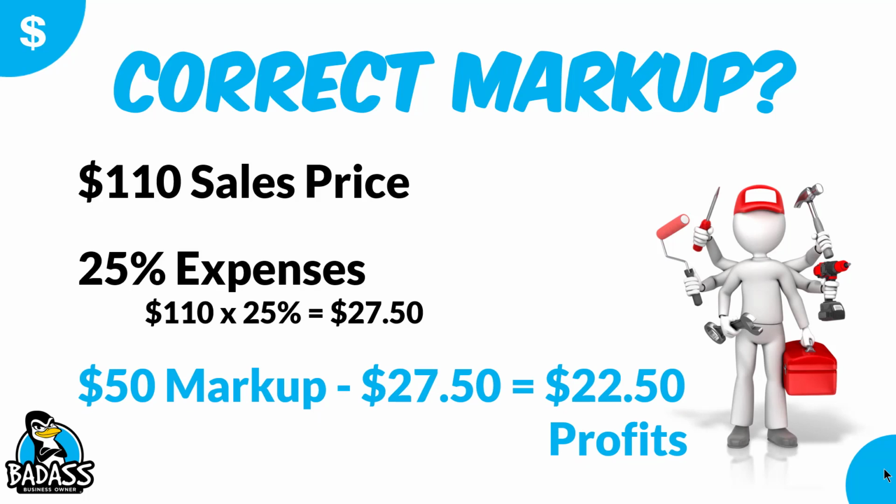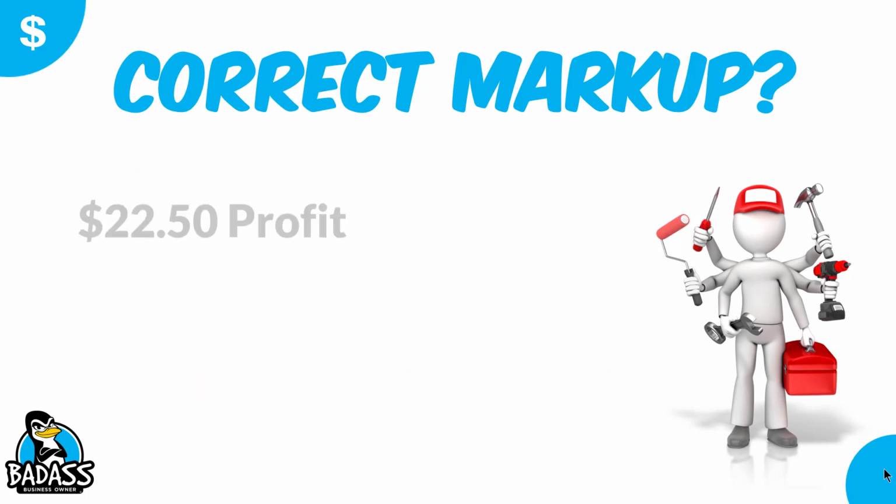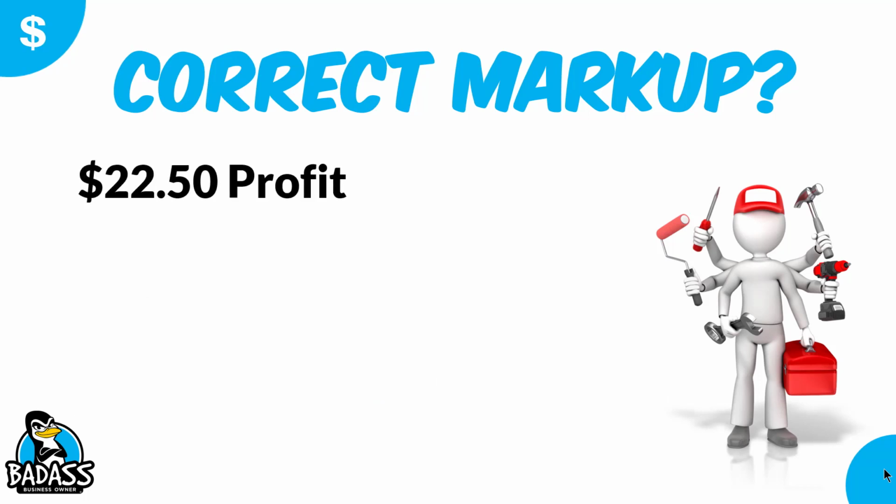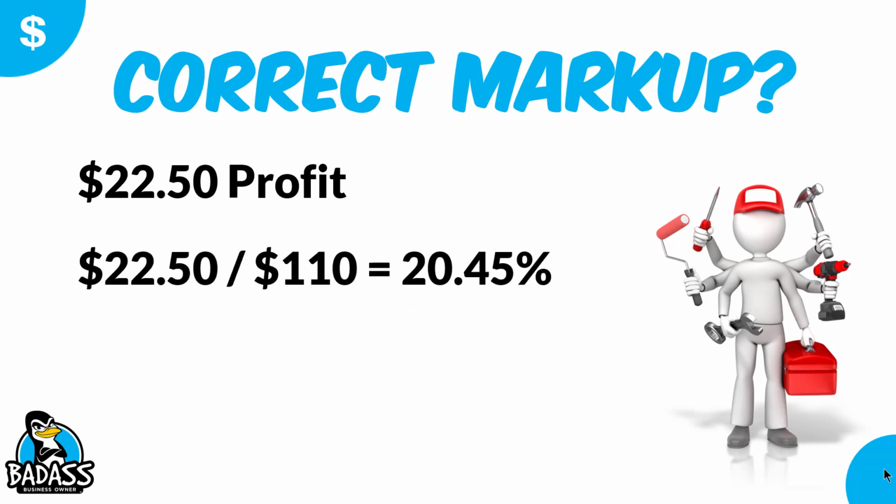So if we take the $50 markup, subtract out the expenses piece of it, $27.50, that means what's left over is going to be $22.50 for profits. Now, once again, we want to take a look at this profit amount and say, hey, does this help us hit our profit goal? Well, if we take the $22.50 and divide it by the $110, then that tells us we're going to be doing profit of 20%, 20.45.